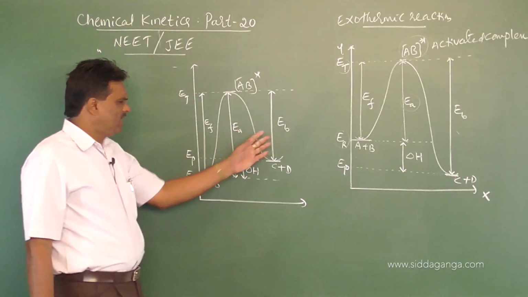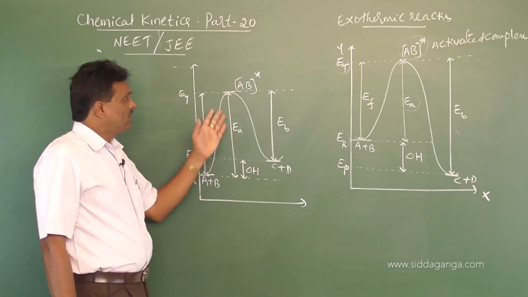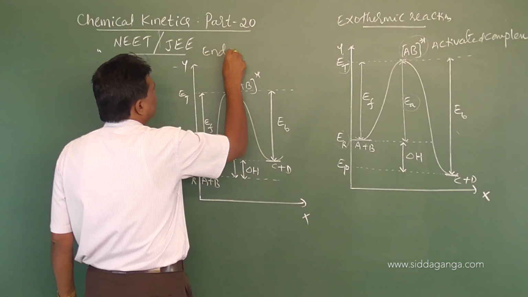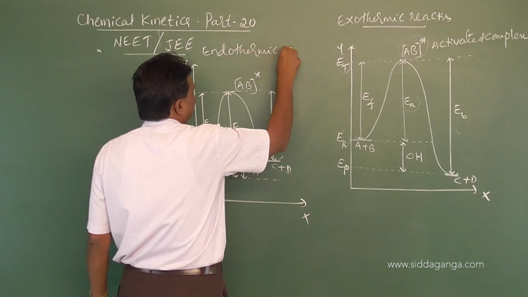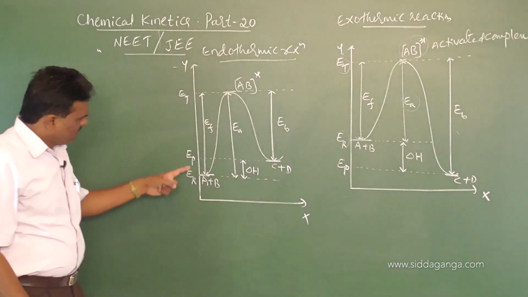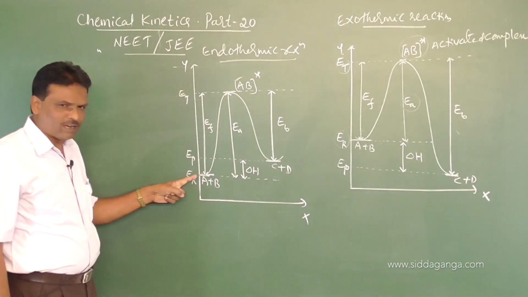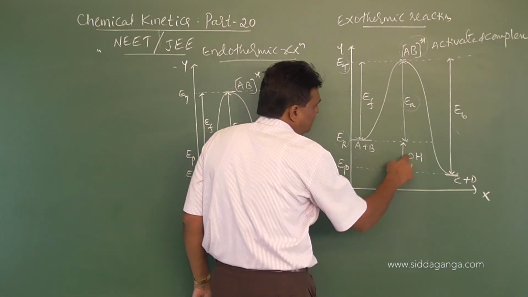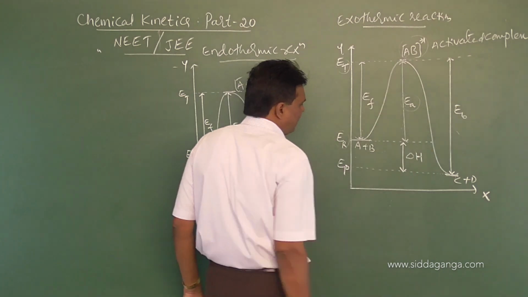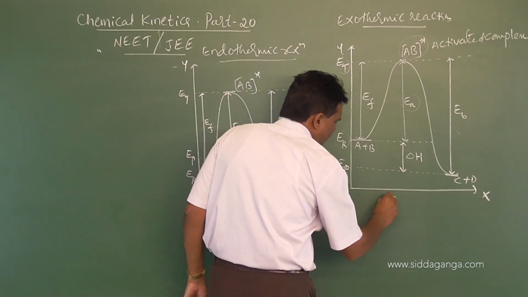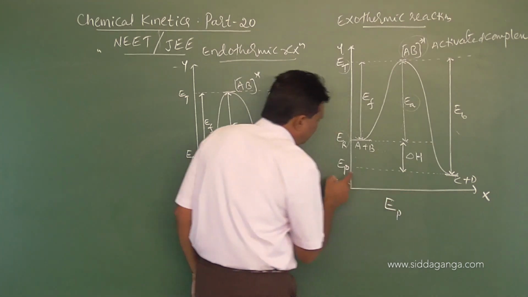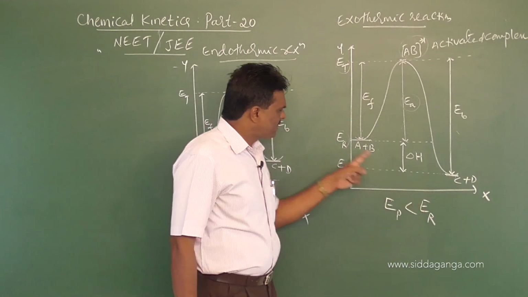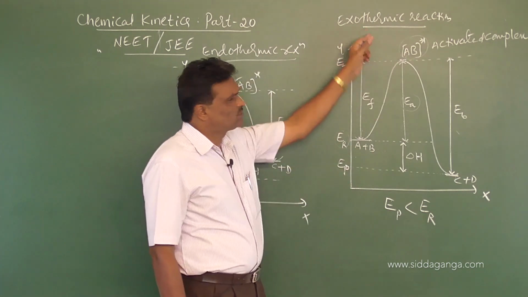Then what is the relationship between EA, EB and delta H? So in endothermic reactions, the energy of products, or enthalpy of products, is greater than the enthalpy of reactants. So here delta H is equal to EB minus EA. In the exothermic case, the enthalpy of products is less than the energy of reactants, or the energy of reactants is greater than the energy of products. So that is why it is an exothermic reaction.